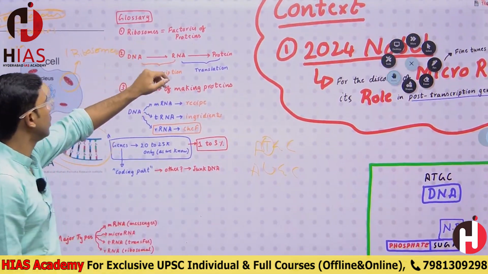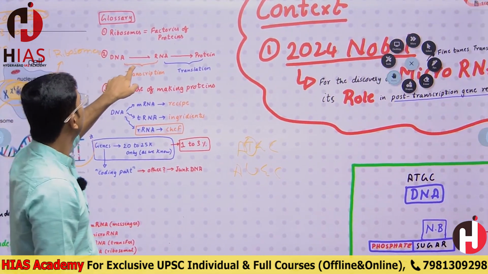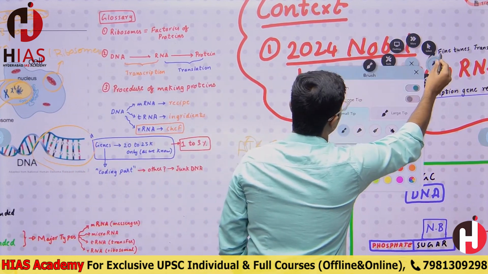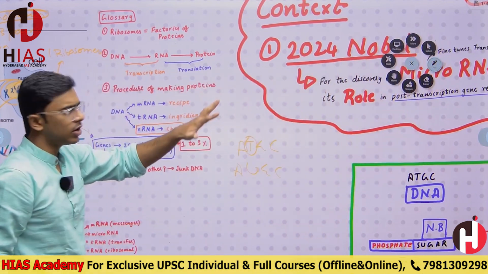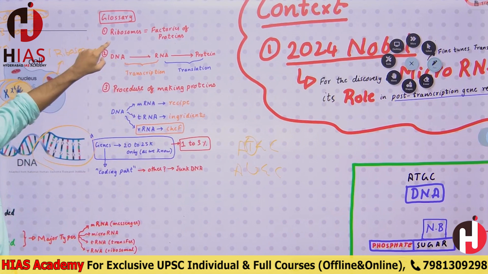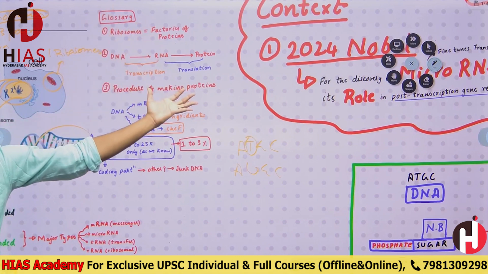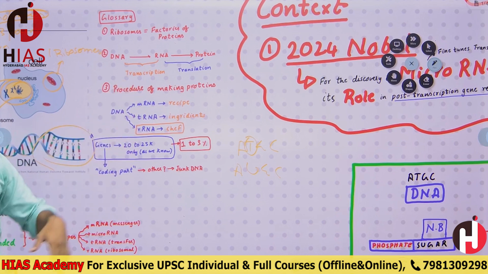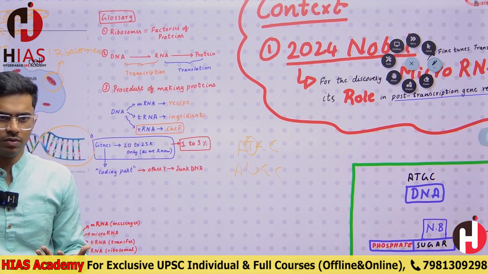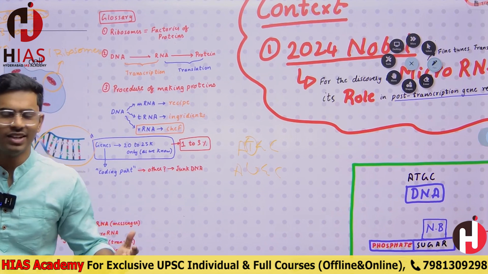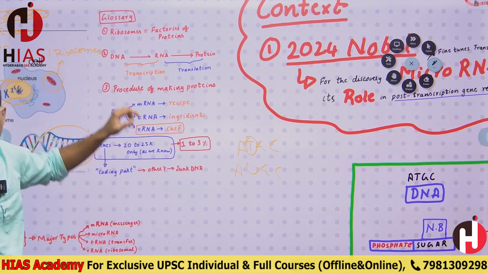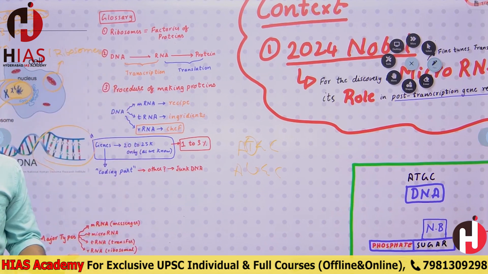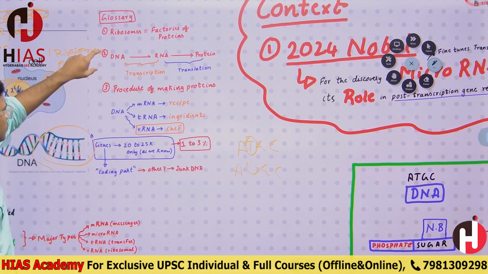Now we'll look at the glossary, so you don't have to make notes because everything is in here. Ribosomes are factories of proteins. That means the proteins are made in ribosomes. And how many ribosomes do you have? Many, you can't count. But how many nucleuses do you have? Only one.